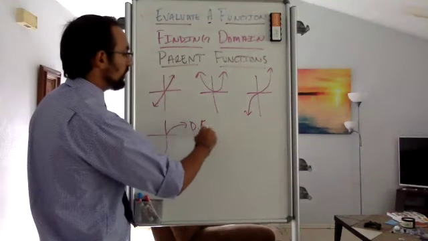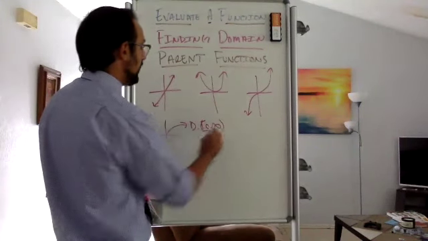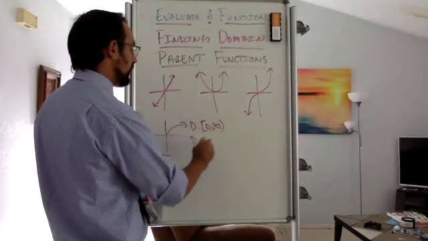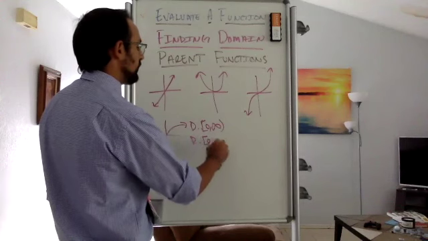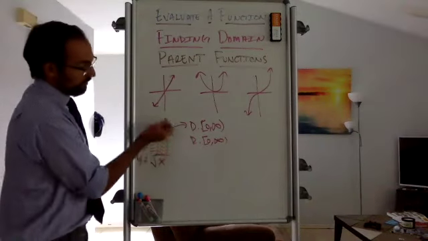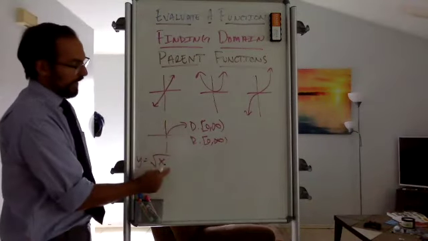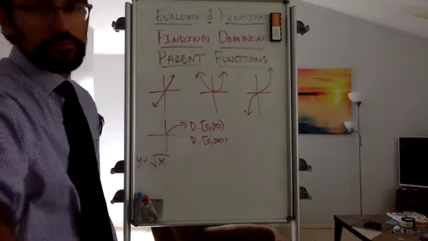So I'm going to include 0 here, 0 to infinity. And then the range would be also from 0 to infinity, because you get positive numbers out of that. When you take the square root of positive, you get a positive.